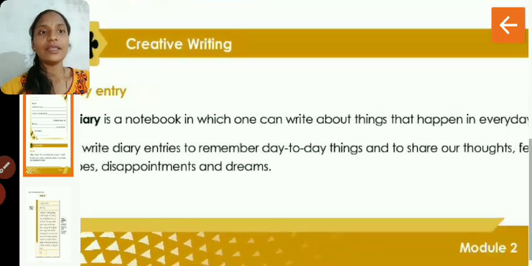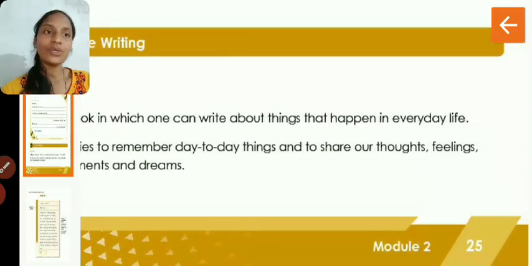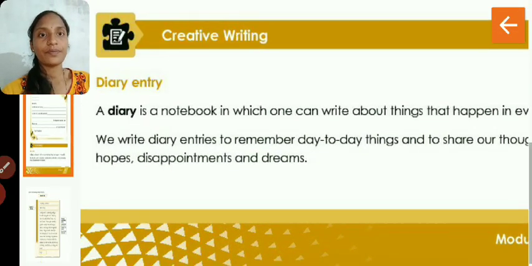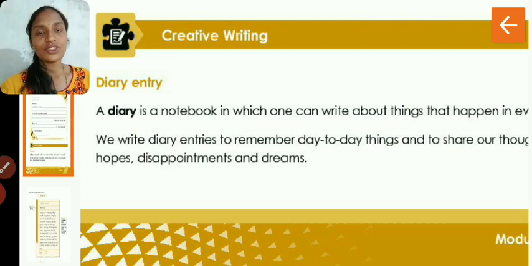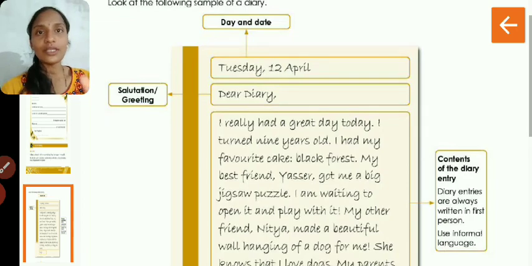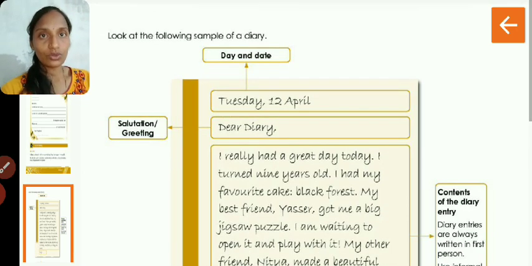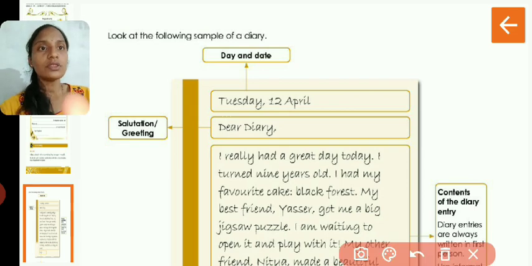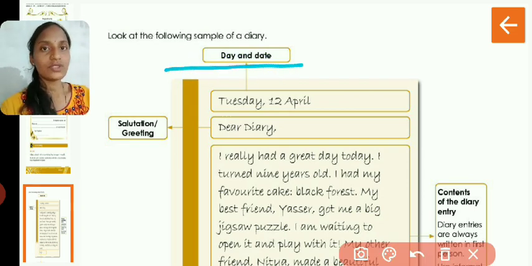We write diary entries to remember day-to-day things and to share our thoughts and feelings. You can share your hopes, disappointments and dreams with your diary. That means you are sharing them with yourself through the diary. So what are the elements? There are certain rules to follow. The elements we have to remember: what we have to write first is the day and date. Whenever you start writing a diary, you have to write the day and date.